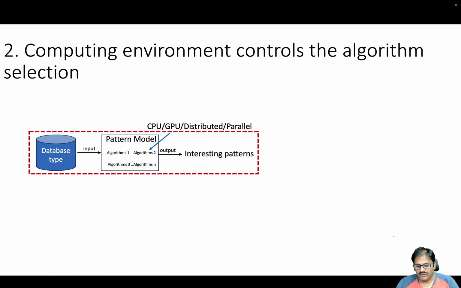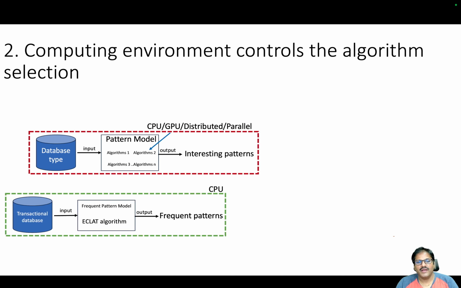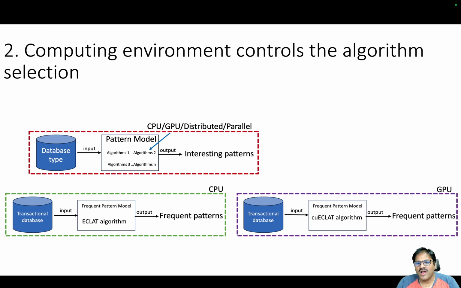For example, if we are using the ECLAT algorithm to discover frequent patterns in a CPU centric computation, then for a GPU centric environment, we have to use its corresponding variant. For example, CUDA ECLAT to find the patterns. We cannot use the CPU algorithm directly on the GPUs.